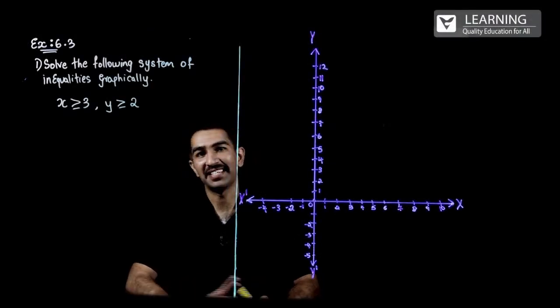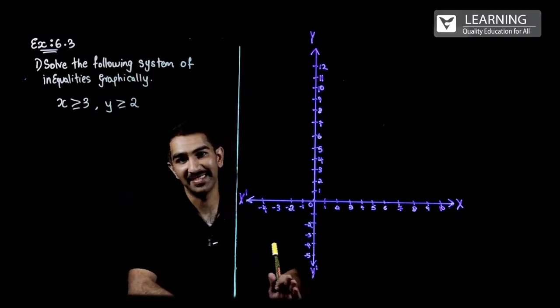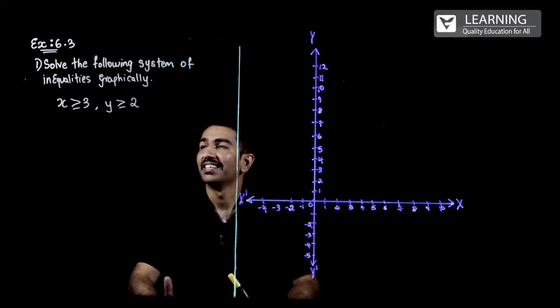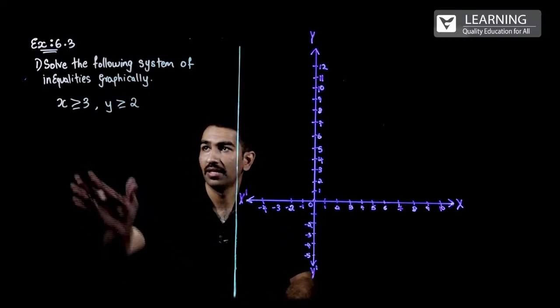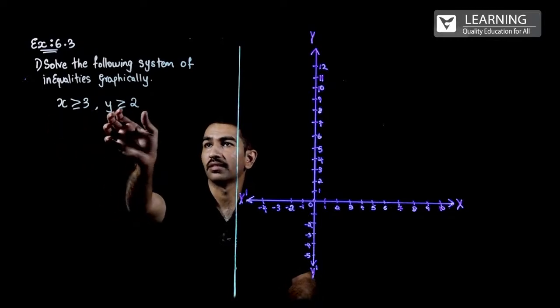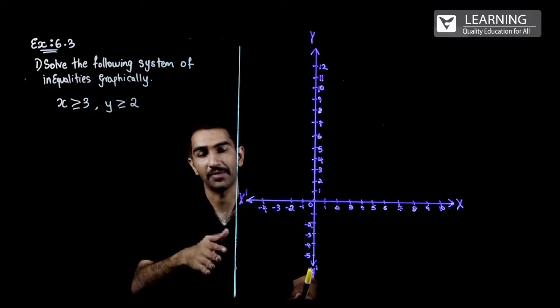So starting with exercise 6.3, the very first question. In this exercise, we'll be only doing the important questions. So the very first question, the important one: solve the following system of inequalities graphically. So students, whatever is given here, we have to solve these inequalities by using the graph.